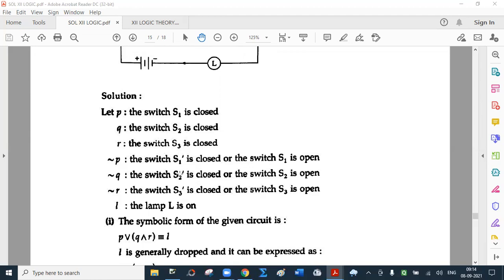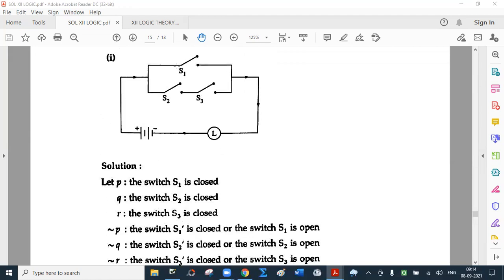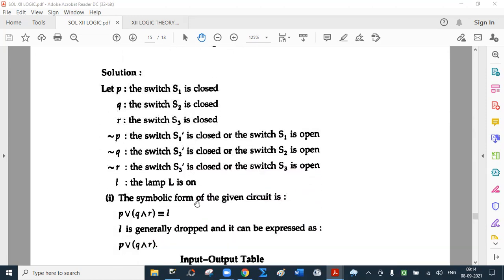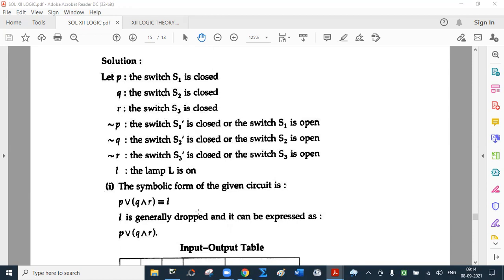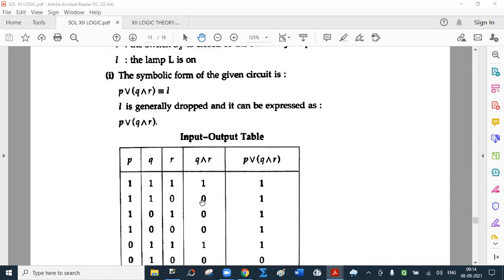Now, what is the symbolic form of the given circuit? This is not at all difficult. This is basically a parallel combination. So P, and now this is a series combination of Q and R. So P or in bracket Q and R, that's it, corresponds to L. So L is generally dropped and it can be expressed as what? P or (Q and R). Now you know how to construct the table.